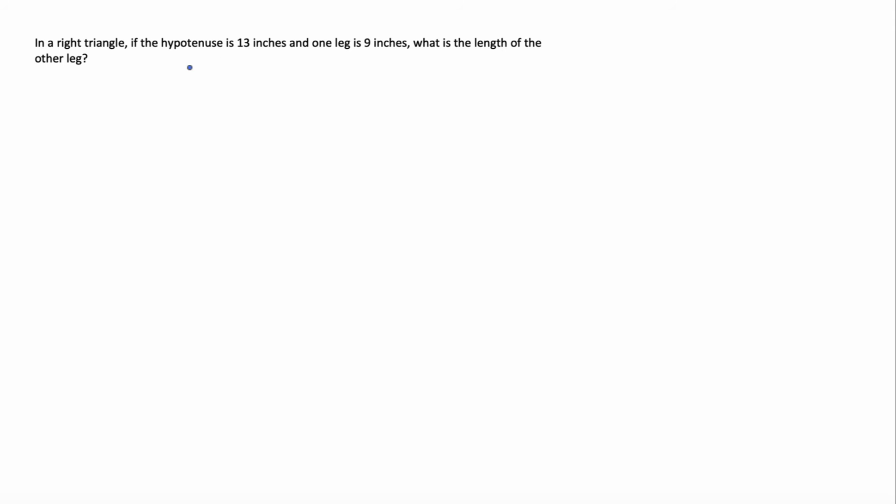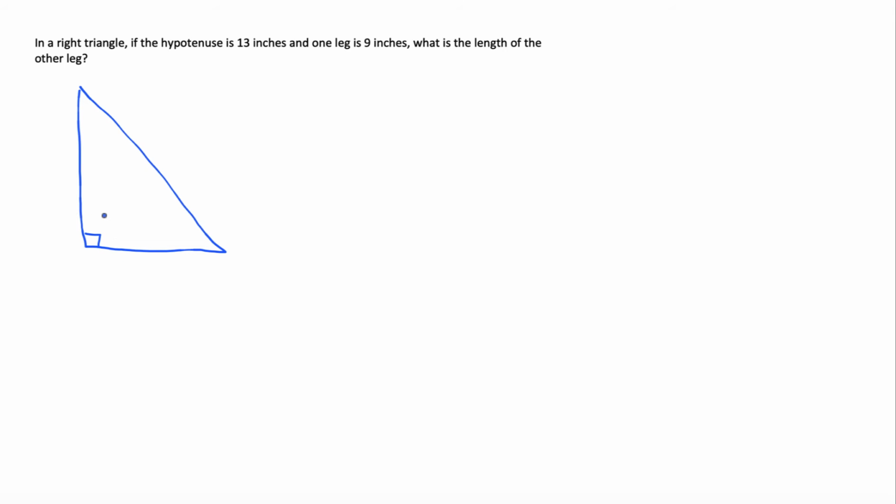In a right triangle, if the hypotenuse is 13 inches and one leg is 9 inches, what is the length of the other leg? So it always helps to draw a diagram here. So let's just draw a standard right triangle here. So we got the right angle, right?